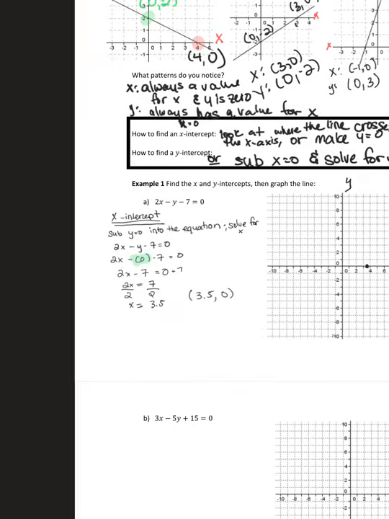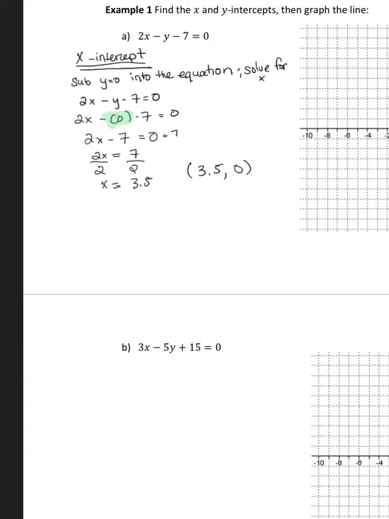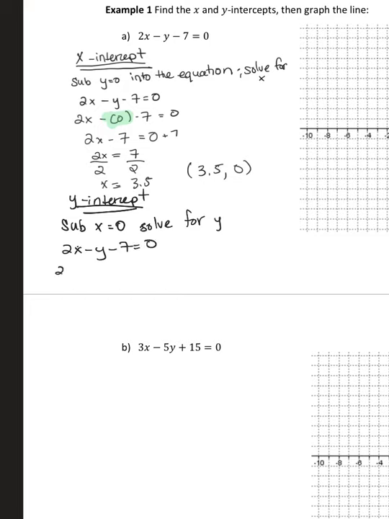So now let's find our y-intercept. If I'm looking for my y-intercept, I'm going to do almost the exact same thing. But now, instead of substituting y equals 0 into the equation, I'm going to do x equals 0 because you always do the opposite letter so that you can solve for the one you're looking for. Okay, so I have 2x minus y minus 7 equals 0. Instead of an x, now I'm going to replace that with a 0. 2 times 0 is 0. That leaves me with negative y, subtract 7 equals 0.